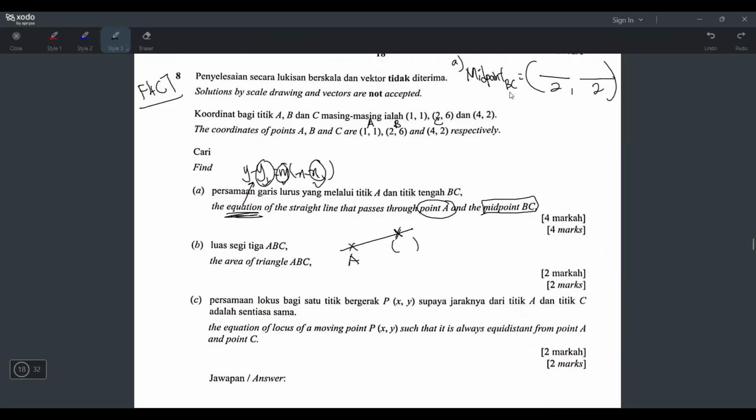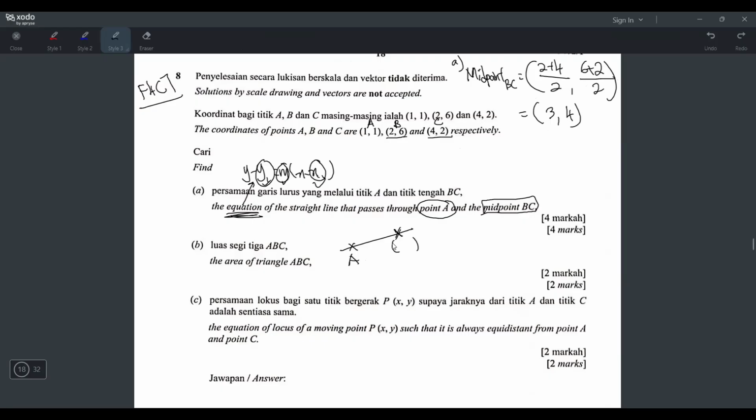Okay, so BC, so I'll just look at point B and point C, and I'm trying to find the titik tengah, right? Titik tengah, just take the 2x plus x bahagi 2. So 2 plus 4 divide 2, followed by 6 plus 2 divide 2. And you end up with 2 plus 4, 6 divide 2, 3, 6 plus 2, 8 divide 2, 4.